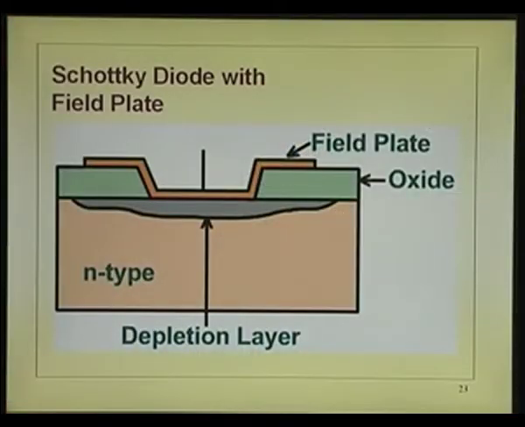Another method which is popular, the theme is to prevent the crowding taking place, whatever be the approach. So, this is the field plate structure. If I terminate it here, I would have had the crowding here. Now, what I do is take the metal over the oxide. See, you have got a metal here, you have got this oxide, and this is a semiconductor.